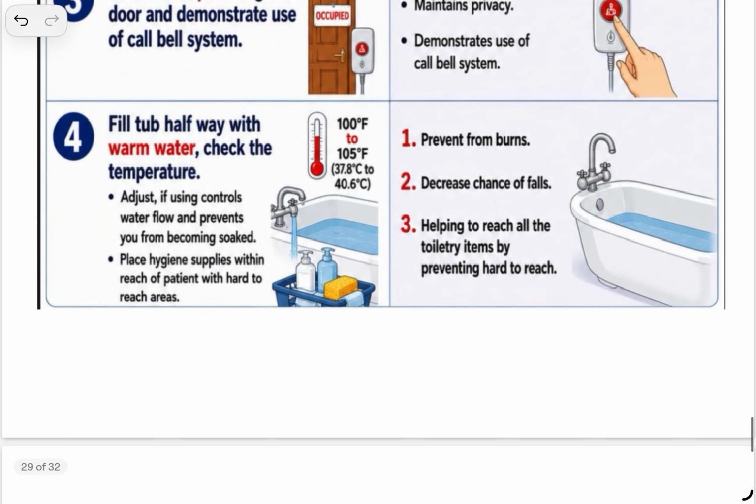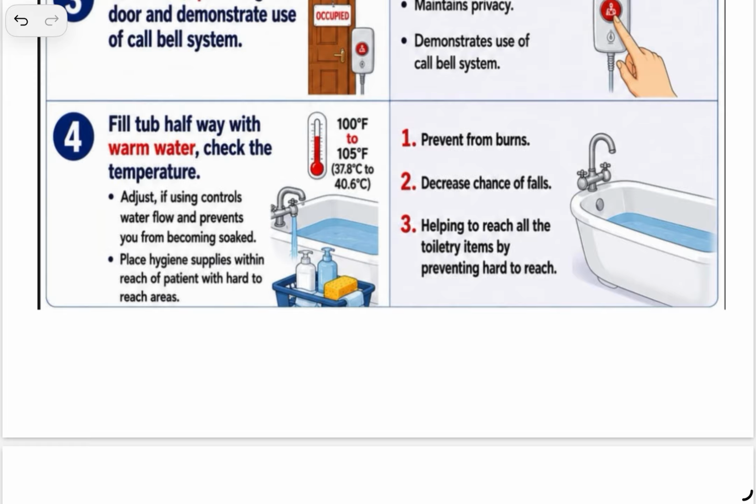So next one is, fill the half tub. As I said, you need to fill the half tub, and you need to check the warm water, whether it is 105 degree Fahrenheit or not. So why do we have to check? We have to check in order to prevent burns.